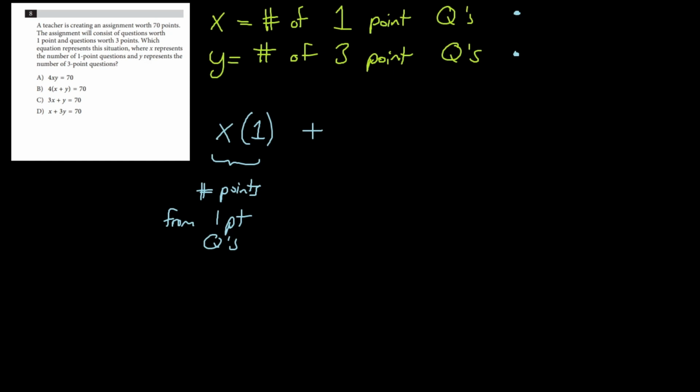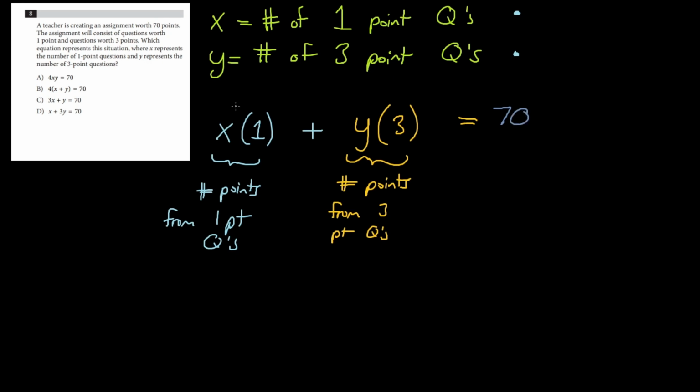Then we want to add to that the total amount of points we get from our 3-point questions. So that's going to be y, which is the number of 3-point questions, times the value, which is 3. And this will be the total points from all of our 3-point questions. And then since the assignment is worth 70 points, this all needs to be equal to 70. So looks like that is answer choice D. x plus 3y is equal to 70.